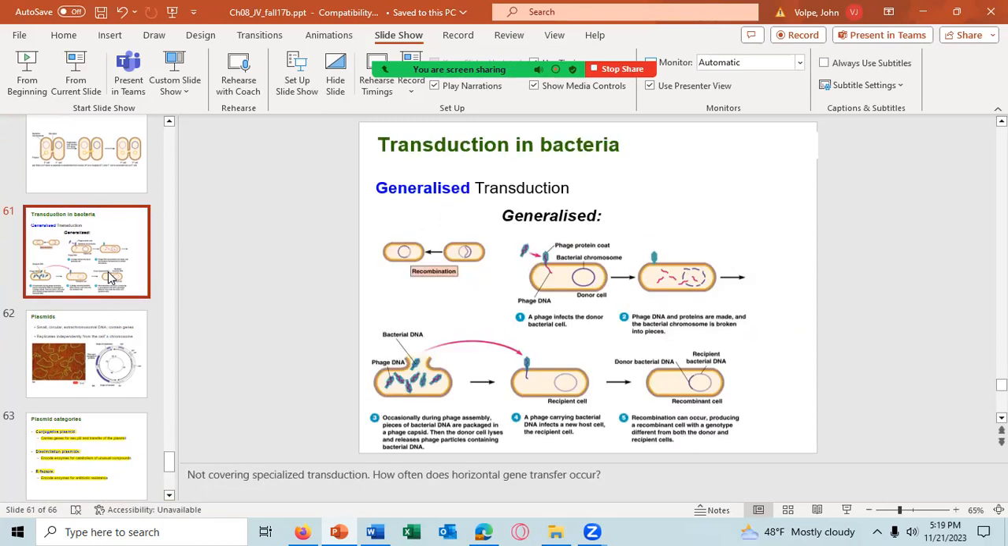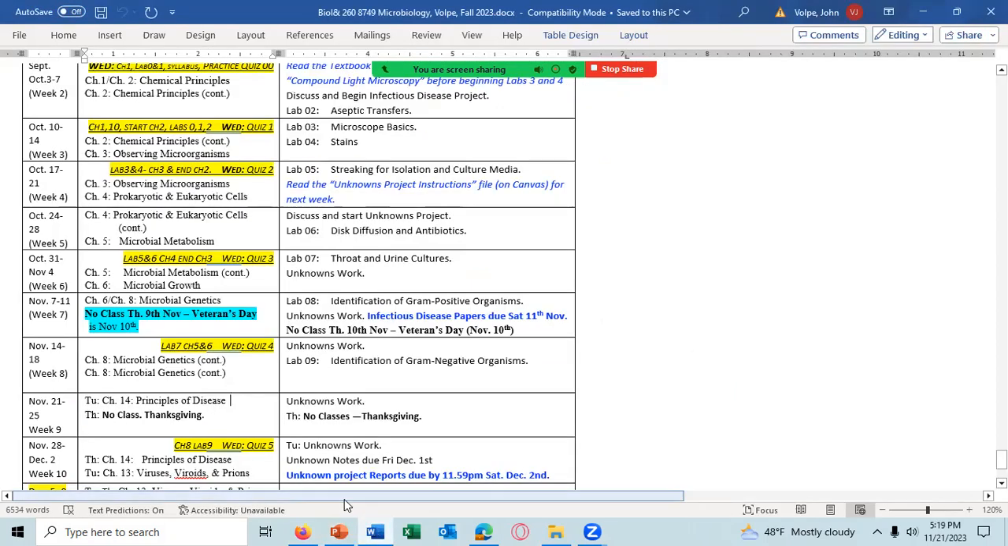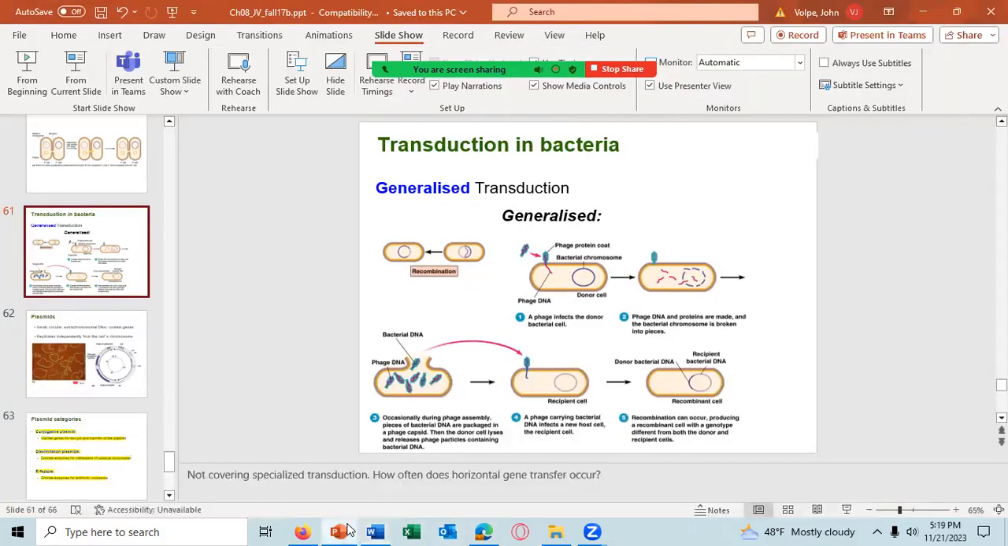The third way that horizontal gene transfer can happen is by transduction. Transduction involves a virus, and we haven't talked about viruses yet, or have we? Trying to remember. Let me check my syllabus. We have not talked about viruses yet, so let me do an introductory talk about viruses.